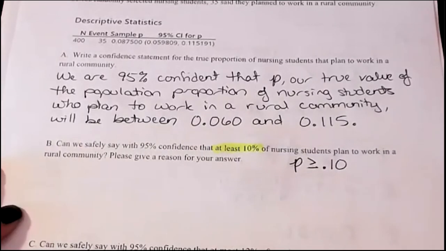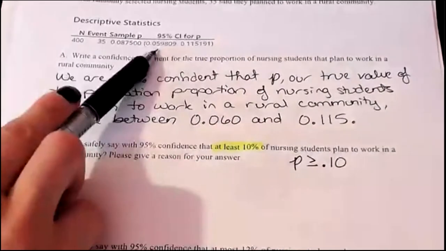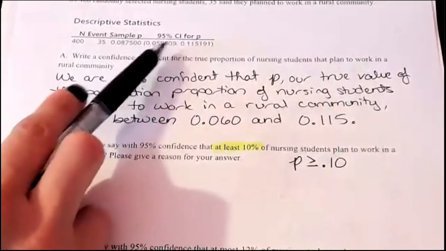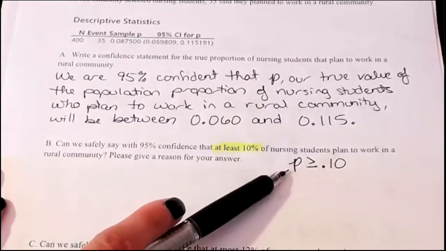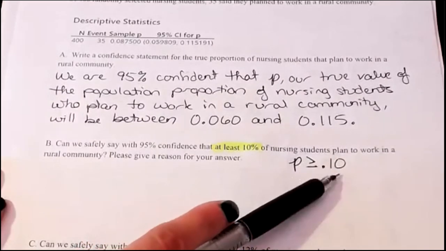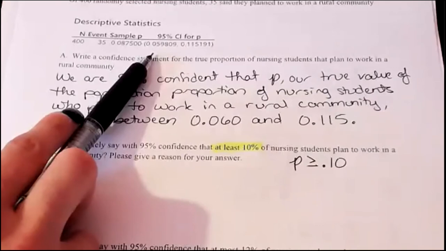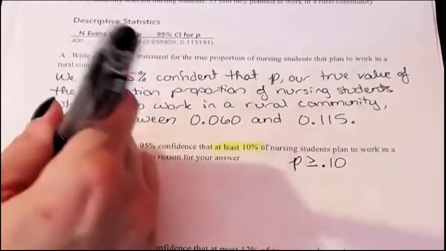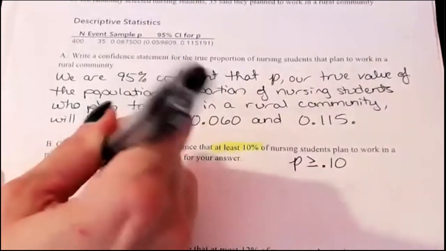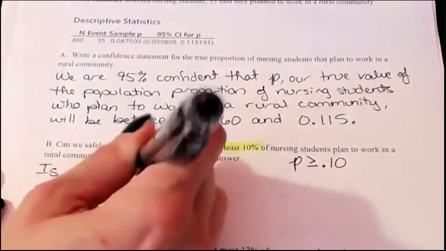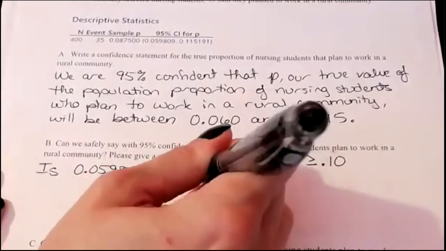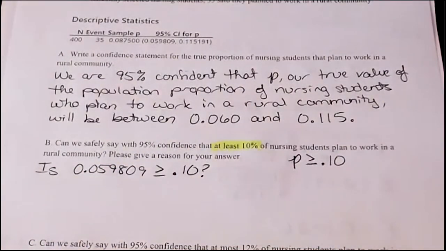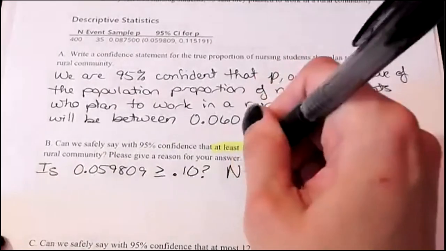So that's what we're looking for. Now, I want you to look at your bounds, look at your interval. We're trying to figure out if the true proportion is greater than or equal to 0.10, but look at the lower bound. So we're going to answer the question, is 0.059809 greater than or equal to 0.10? Obviously not. The answer to this will be no.